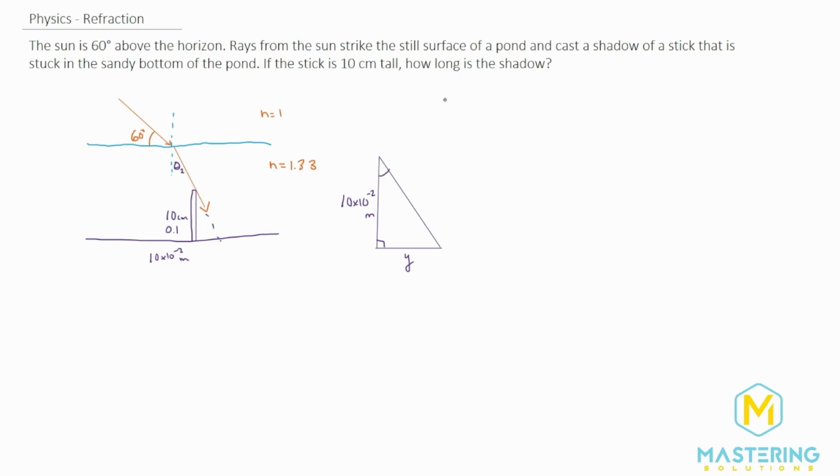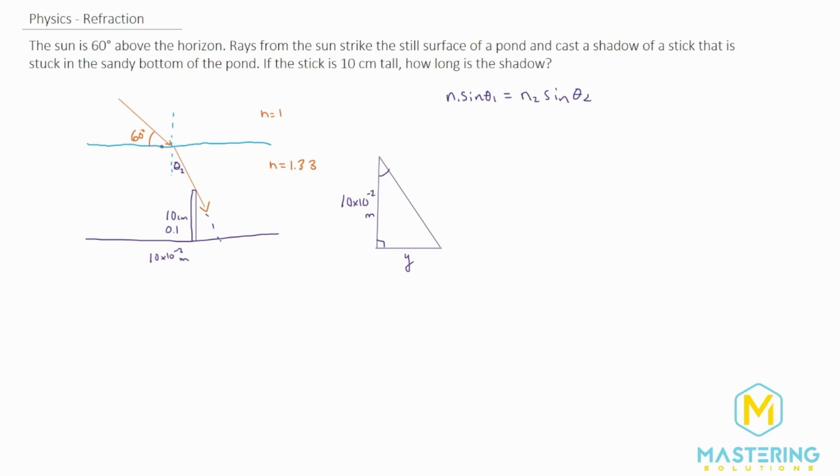And if we write down Snell's law, we know it's N1 sine theta 1 is equal to N2 sine theta 2. But one tricky thing that they did in this question is they told us the sun is 60 degrees above the horizon. That doesn't tell us this angle right here though. And remember, it's always from the normal out to the ray. This is where a lot of students will get messed up.